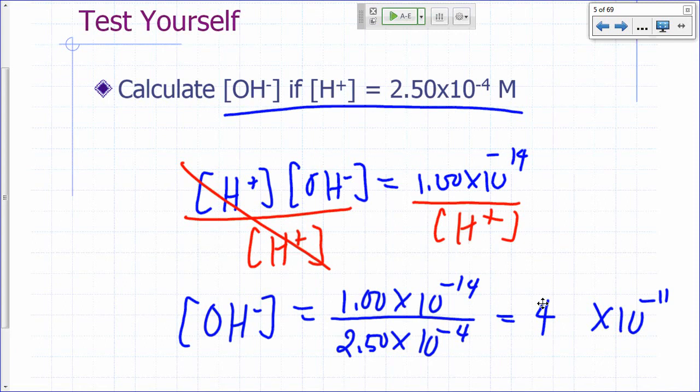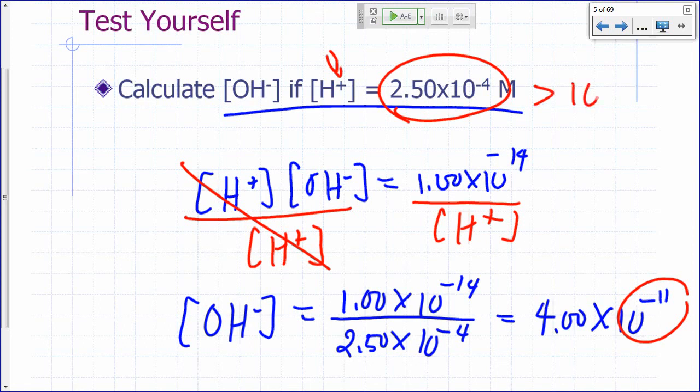How many sig figs? 3 sig figs. So what's higher in concentration here, H plus or hydroxide? 10 to the negative 4 versus 10 to the negative 11. Which one's higher? More H plus in this particular solution. This is greater than 10 to the negative 7, and this is less than 10 to the negative 7. When we have a solution where the hydronium ion concentration, or H plus concentration, is greater than 10 to the negative 7, you say you have an acidic solution.